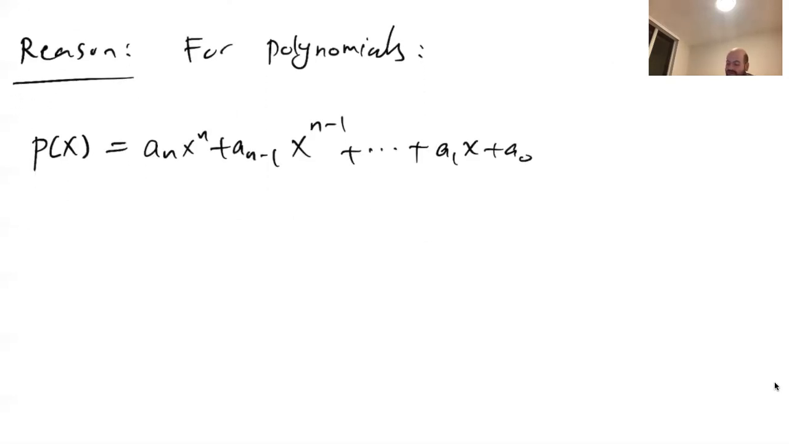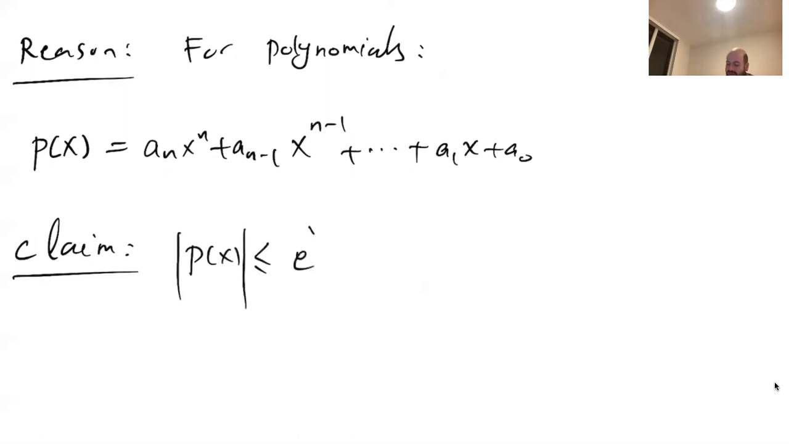Now my claim is that, in absolute value, p of x is less than or equal to e to power x for large enough x. Right? See, exponential order means the absolute value of the function must be less than or equal to M e to power cx. Now I'm taking my M to be 1, c also to be 1, and I'm claiming that the absolute value of my polynomial is less than e to the x for large enough x.